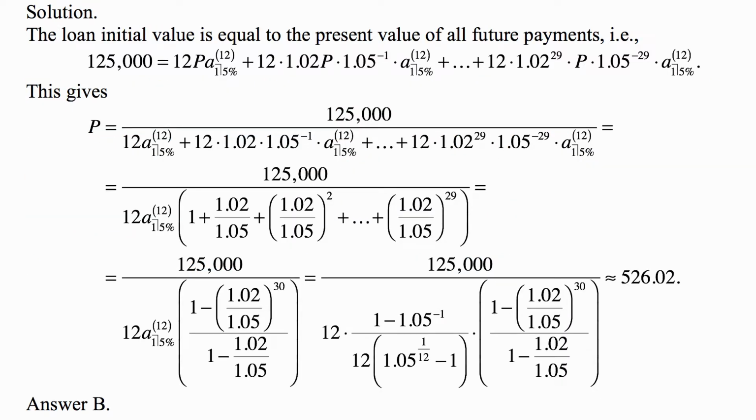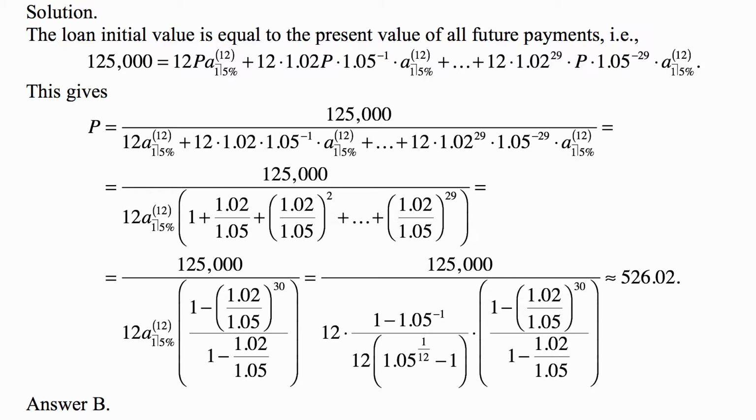And here's the solution. So the loan initial value is equal to the present value of all future payments, which is 12 times P, a angle 1, upper 12 at 5%. That's the first year's worth of payments. Monthly payment is P, annual rate of payment is 12P. The payments are monthly over 1 year. Then the second year, the payment goes up to 1.02 P.